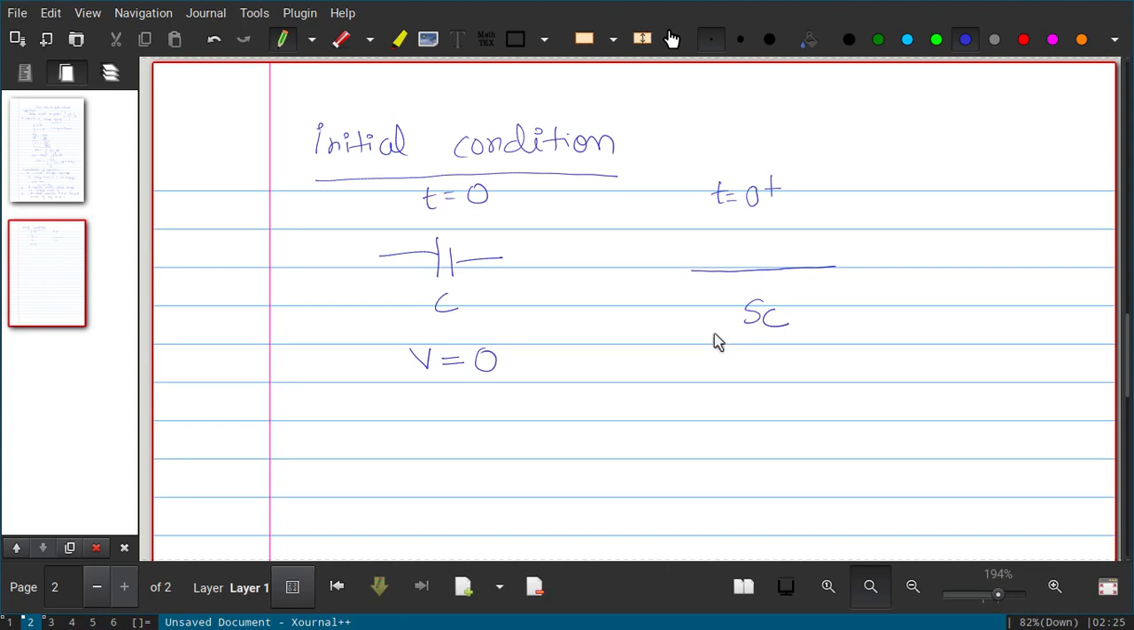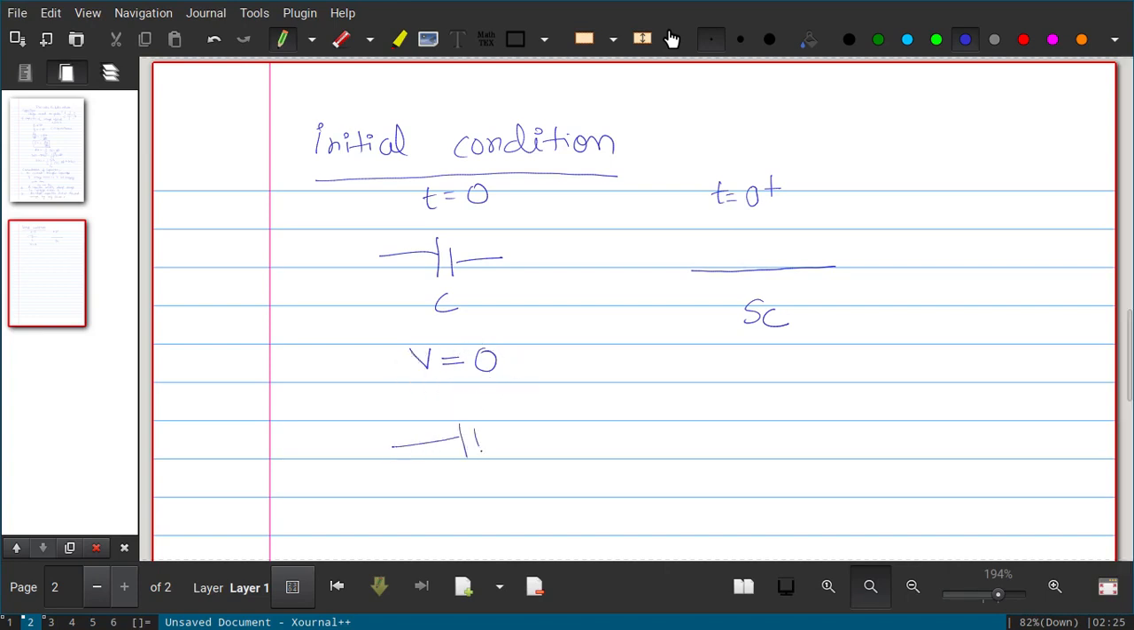So here short circuit represents no change in the voltage, or 0 voltage across the capacitor. So that is represented as something like a short circuit. Okay. So here short circuit indicates 0 voltage across capacitor.